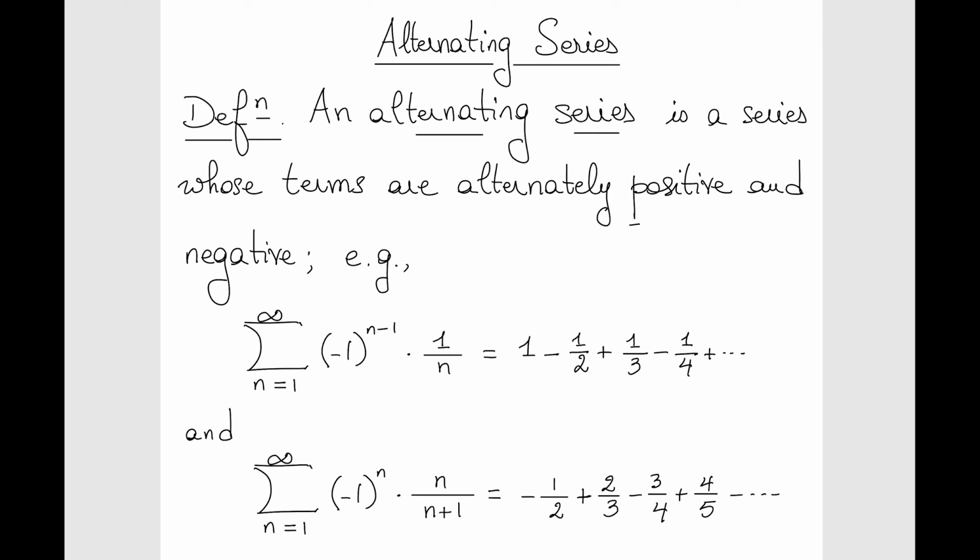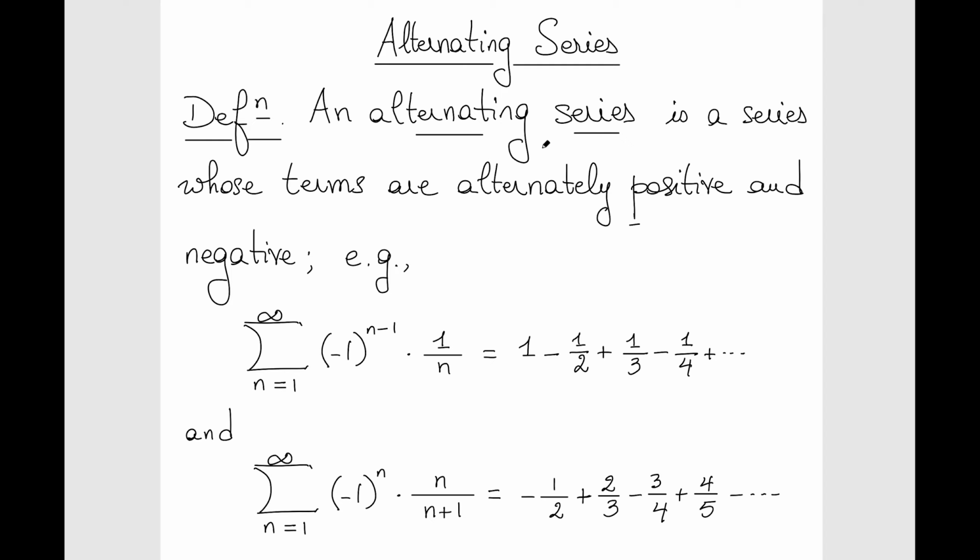Alternating series. So all the convergence tests that we've studied so far apply only to series whose terms are positive. So in this section, we're going to be dealing with series whose terms are not necessarily positive, and to be more precise, we're going to be looking at series whose terms alternate in sign. Okay, let's take a look at this definition.